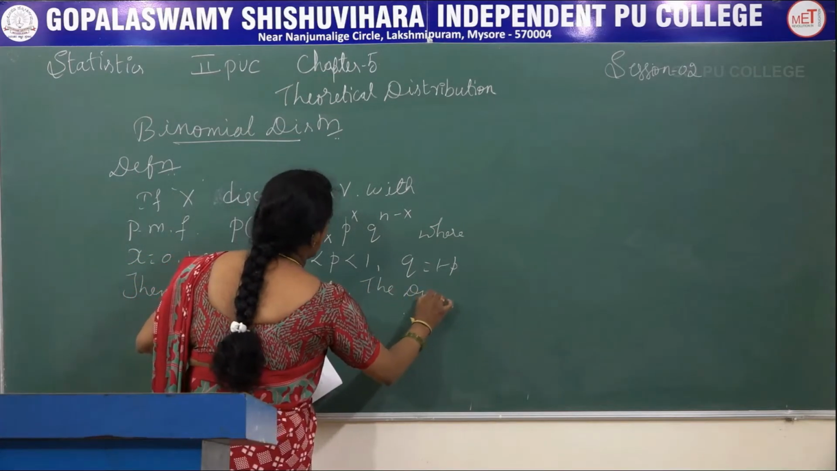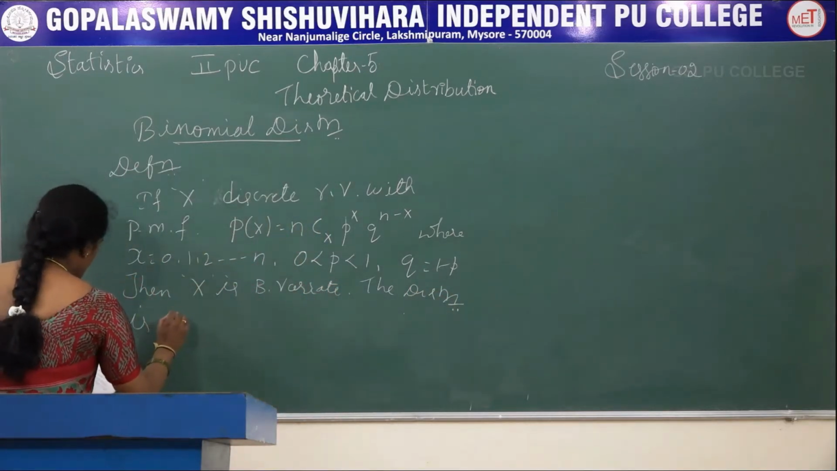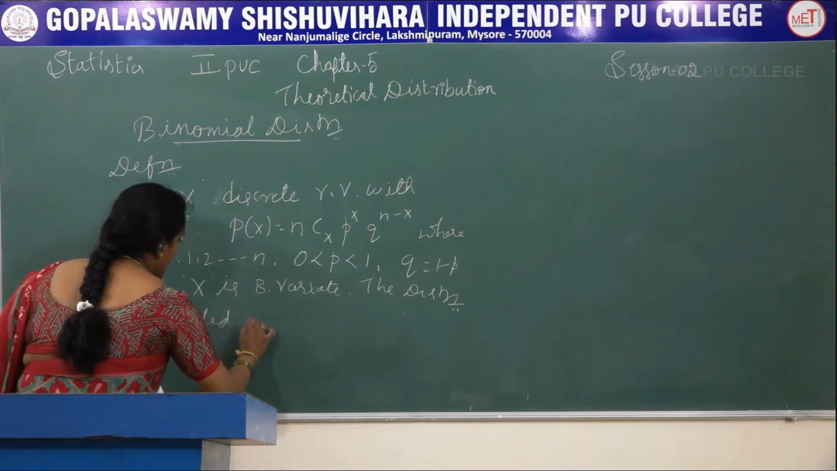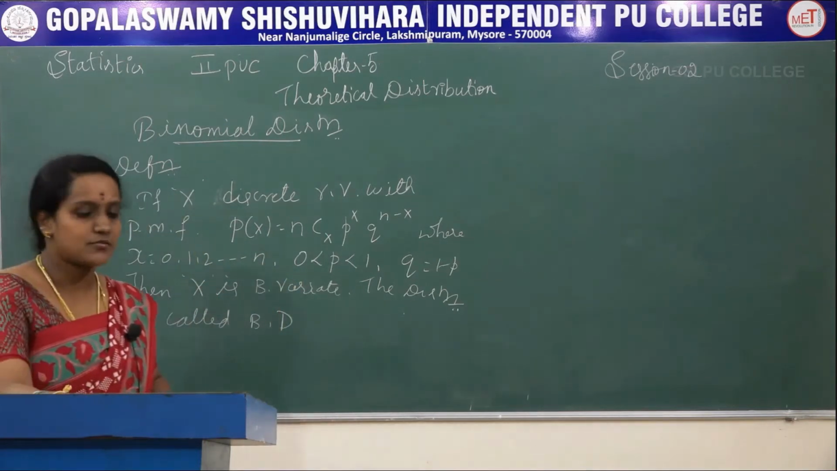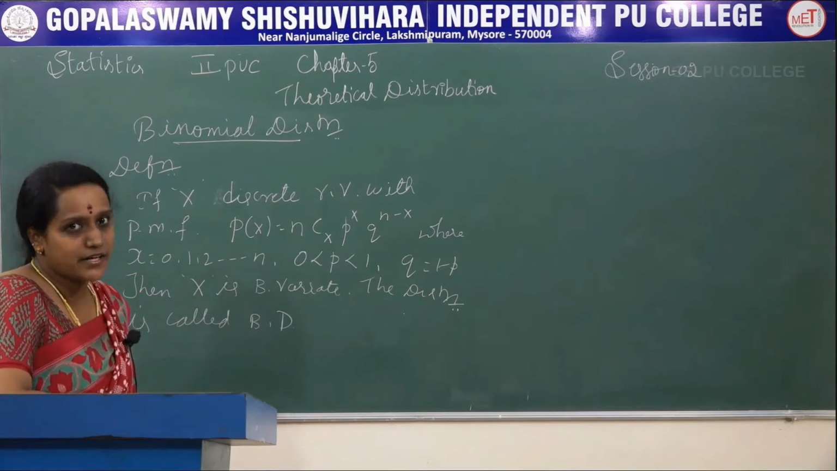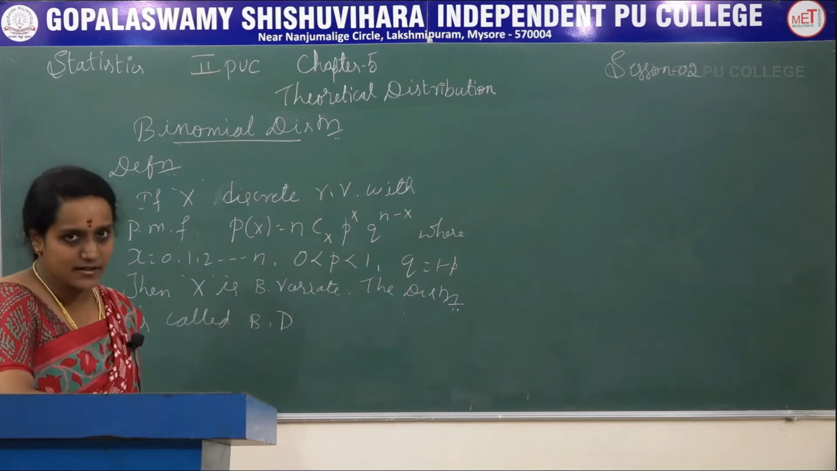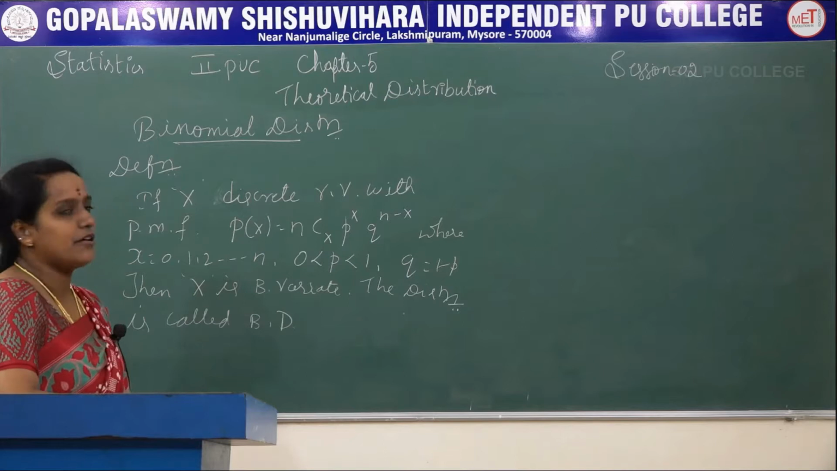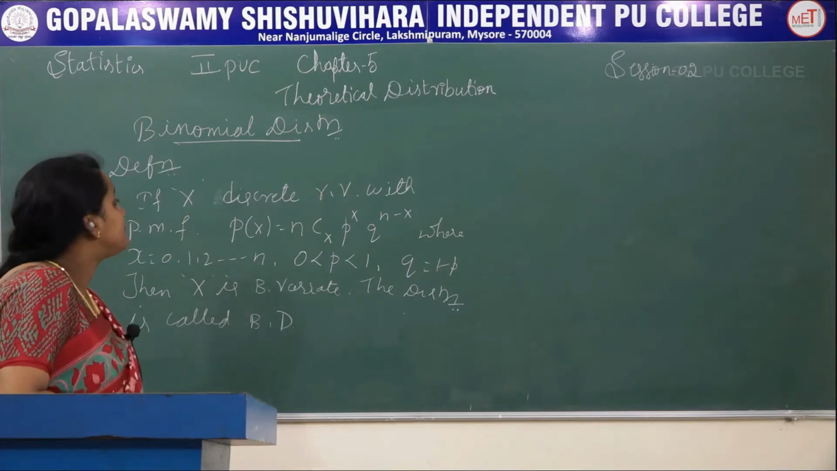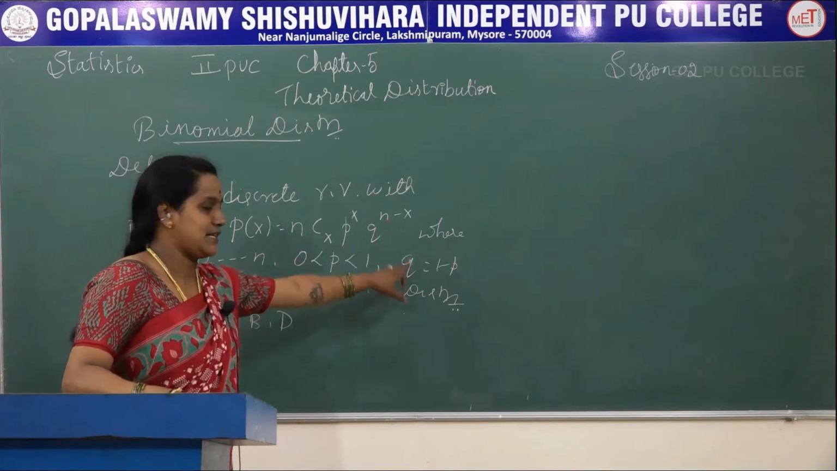The distribution of x is called binomial distribution. Okay, I'll repeat the definition once again. If x is a discrete random variable, since this is a discrete probability distribution, so x is a discrete random variable with PMF, that is probability mass function, nCx p power x q power n minus x.